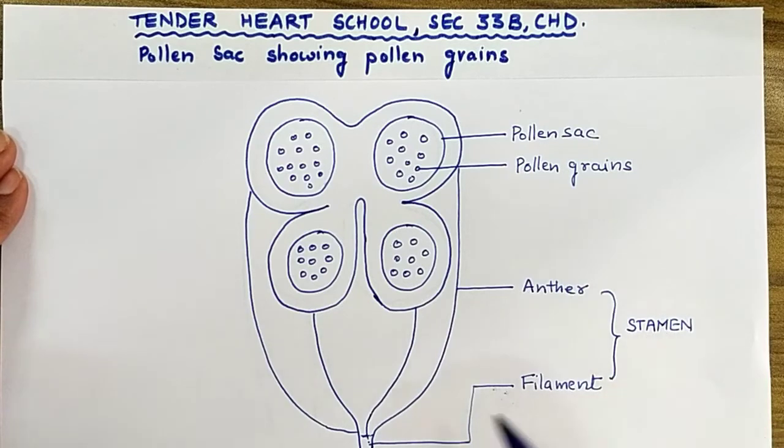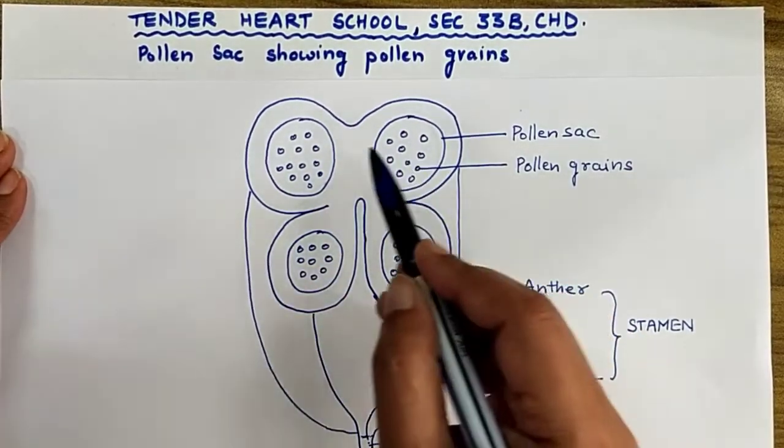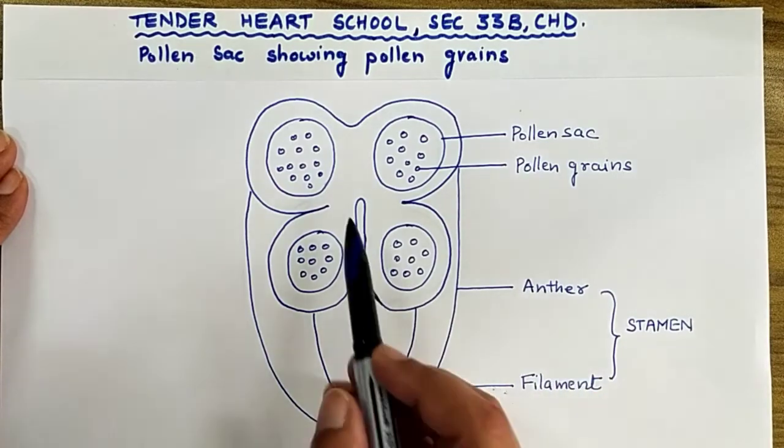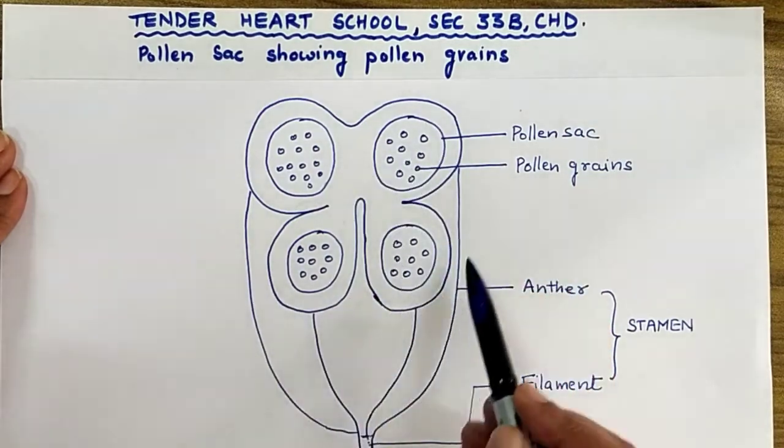Stamen has two parts. The lower stalk-like structure is the filament, and the upper swollen region is called the anther. Anther is a bilobed structure. Bilobed means it has two lobes. So this is the first lobe and this is the second lobe.